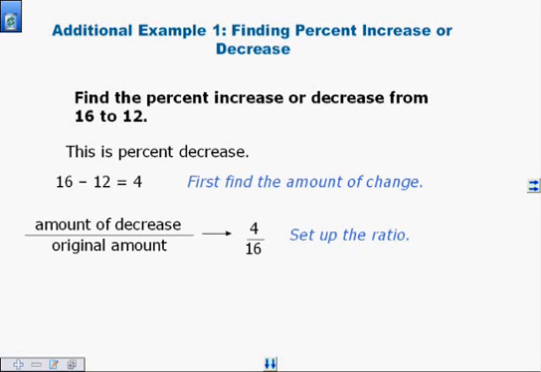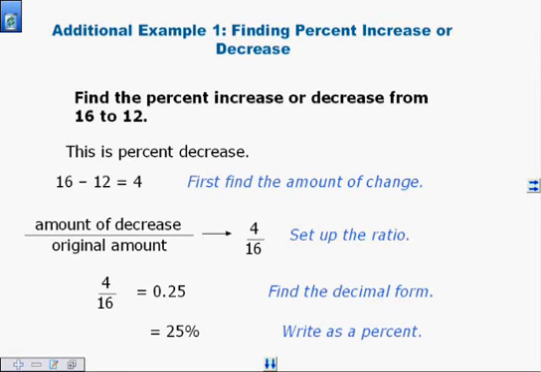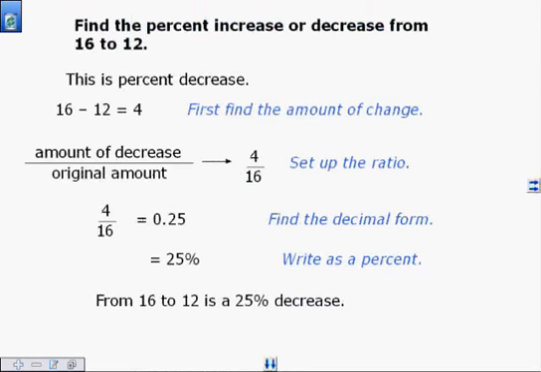Now remember, we want the percent of change, so we have to change this to a percent. Find the decimal, top in, bottom out if you don't know, and then move 2 places right, and you have your percent. You have to make sure that you write whether it was an increase or decrease. You can't just say it's 25%. You have to tell the world from 16 to 12 is a 25% decrease.